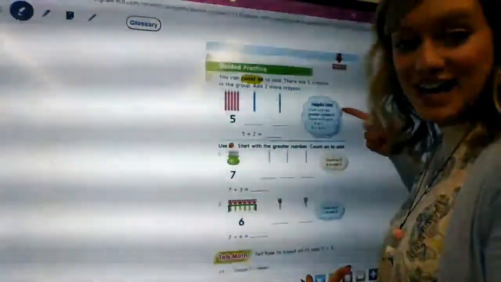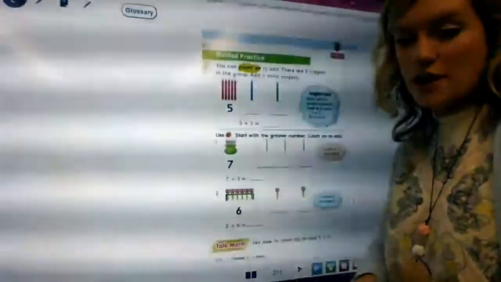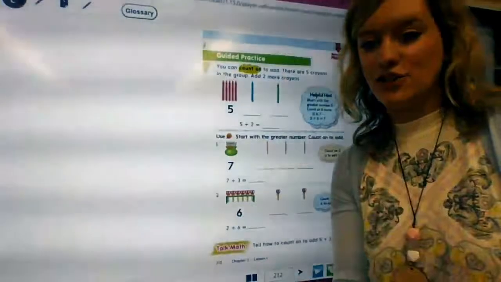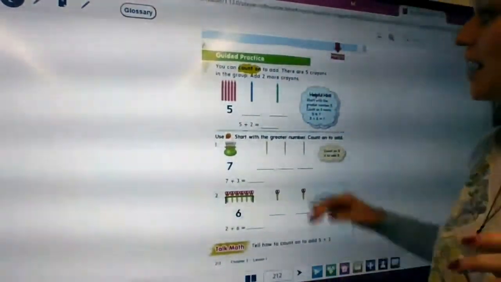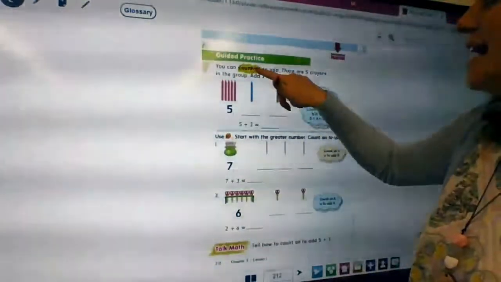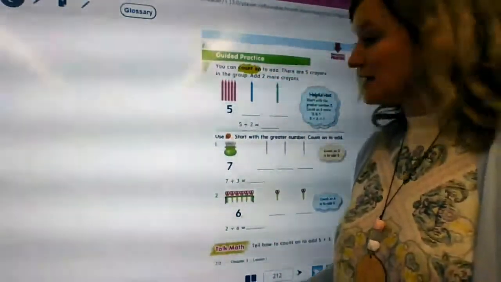Now we're looking at our guided practice page that looks like this. Sorry, I'm going to try to make my screen stop doing that weird flashing thing. Don't know if it's going to happen. But as long as you can listen to me and you can kind of see it. So you can count on to add. That's what we talked about today.